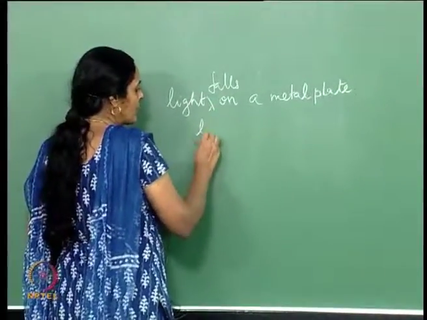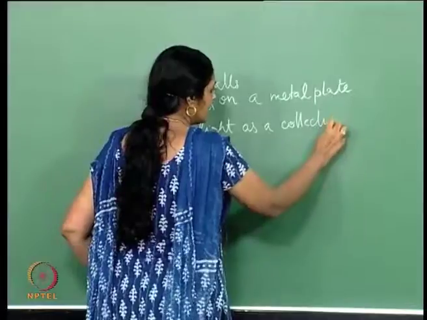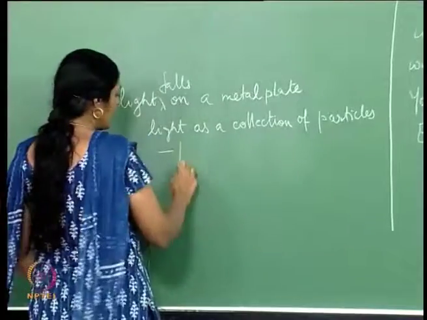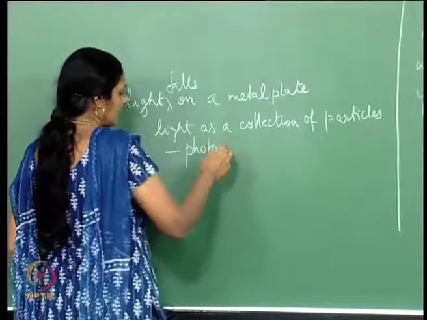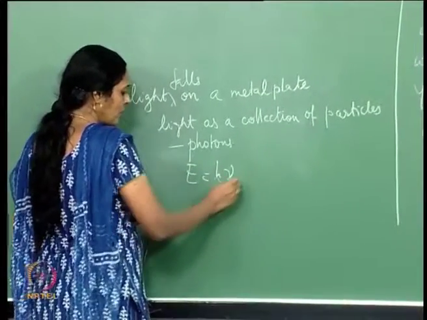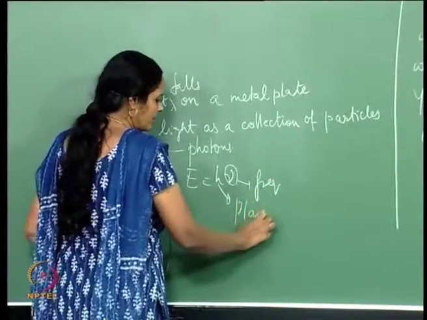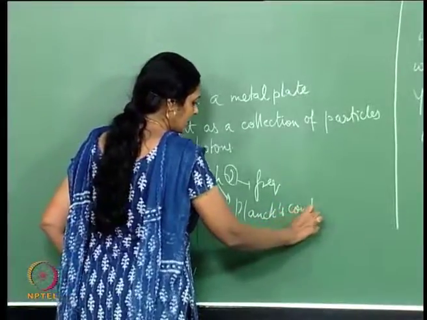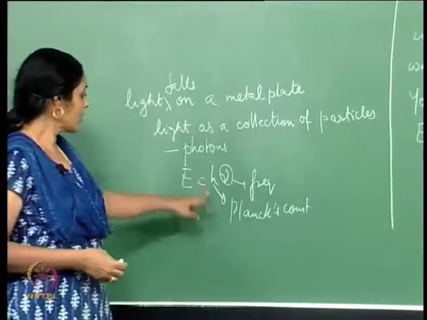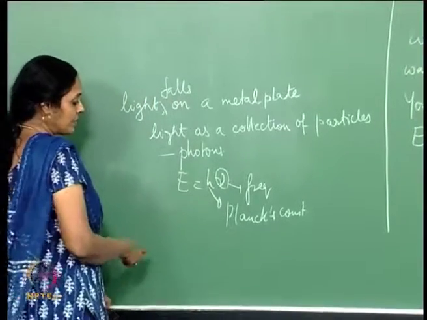In other words, you treat light as a collection of particles, namely photons, each one with energy given by h nu, where nu is the frequency of the light and h is Planck's constant. It has the same dimensions as action, Joules second. Those could be the units.